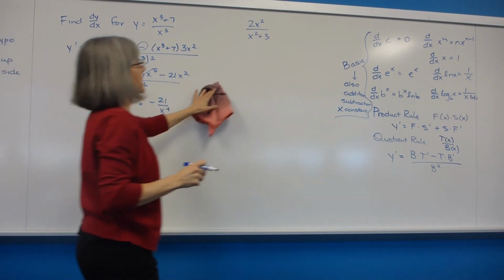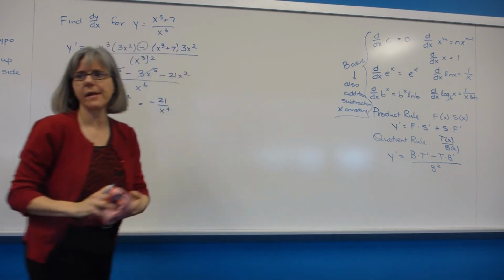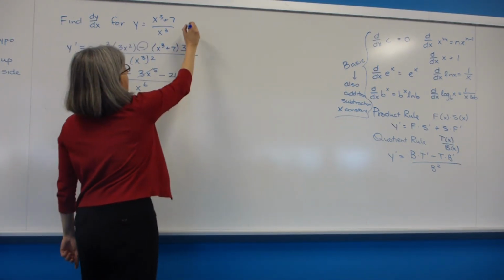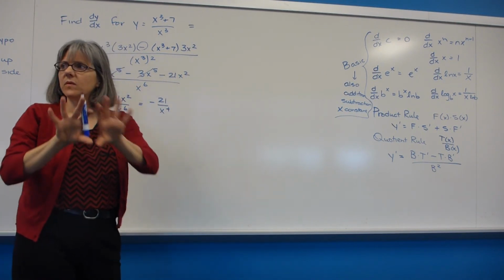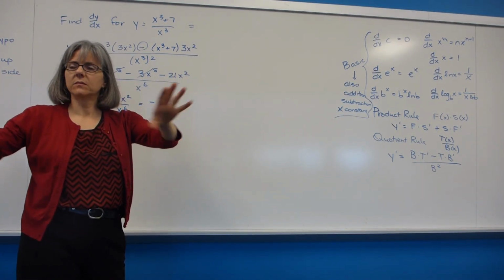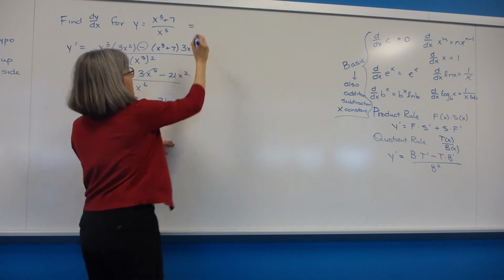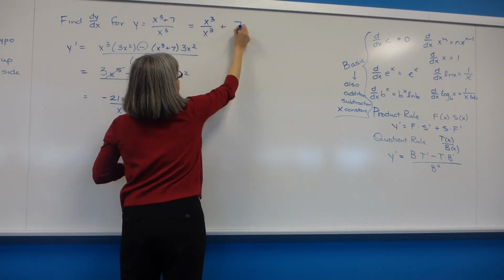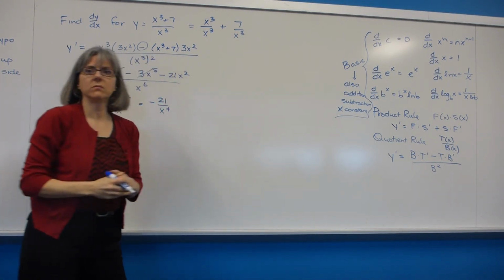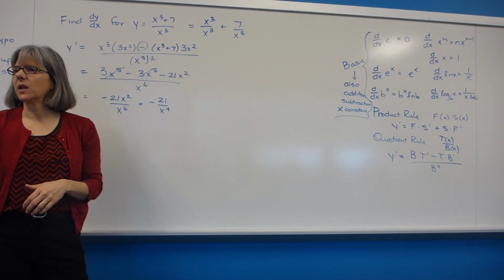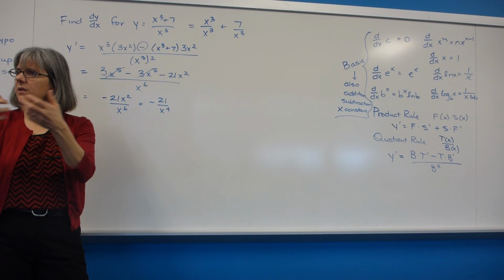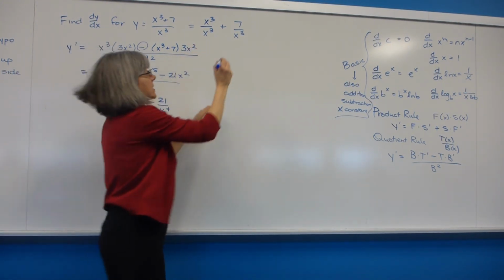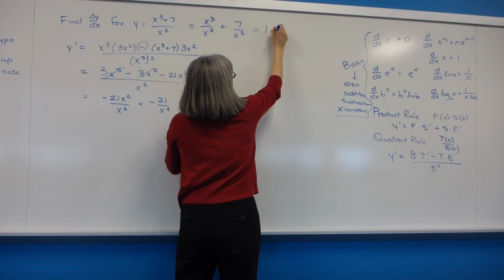You actually had a problem just like this on test 1. How can you rewrite that? Can you break apart fractions? You can break apart fractions. I could write this as x cubed over x cubed plus 7 over x cubed. That's just like saying that 3 halves is 2 halves plus 1 half. You can just pull those apart. But now, you're right, now those cancel. So this is now 1 plus.